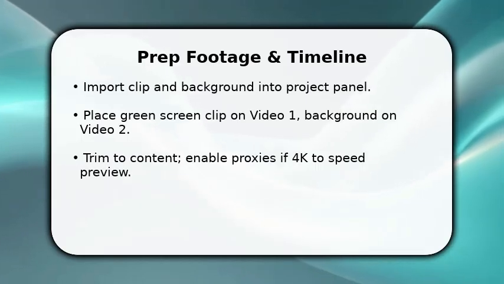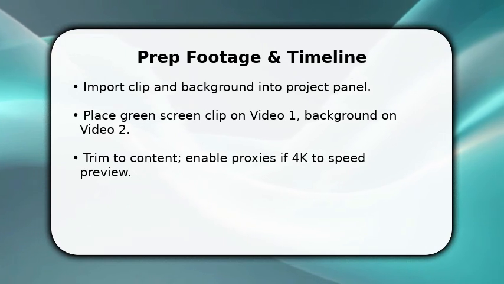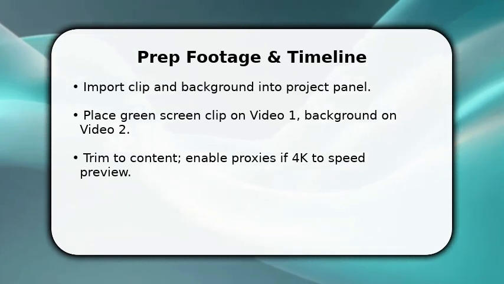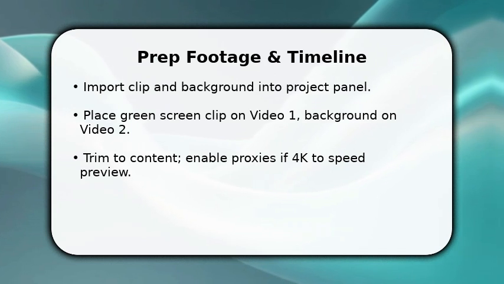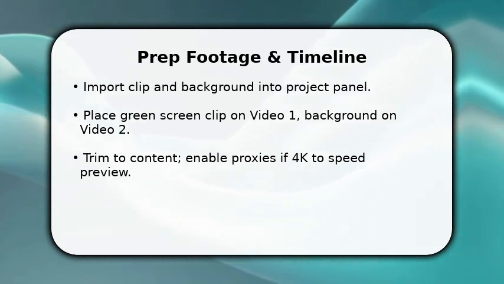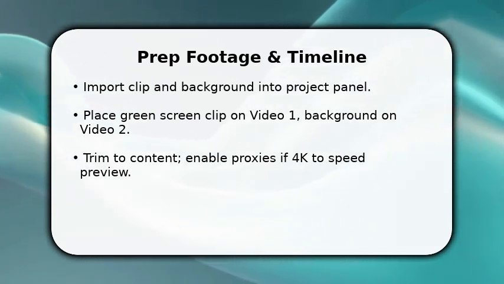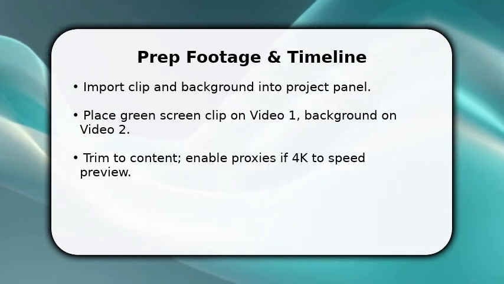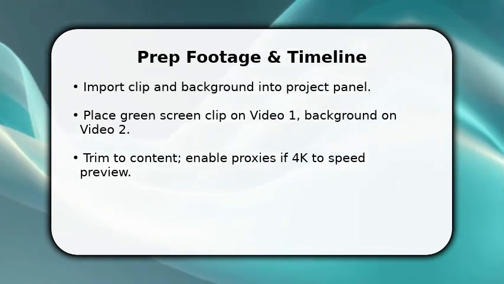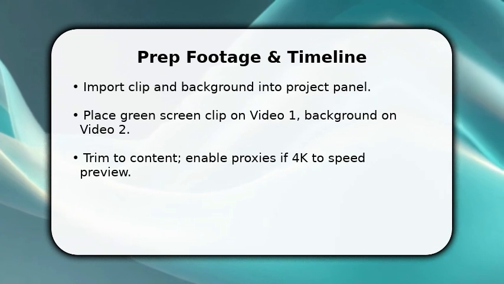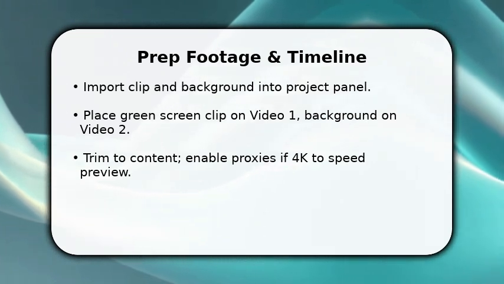You start by importing both your green screen clip and the background plate into the project. Place the green screen layer above the background on the timeline so keying reveals the underlying plate. Once placed, trim excess media and enable proxies or lower resolution for smoother playback. This speeds up key adjustments.